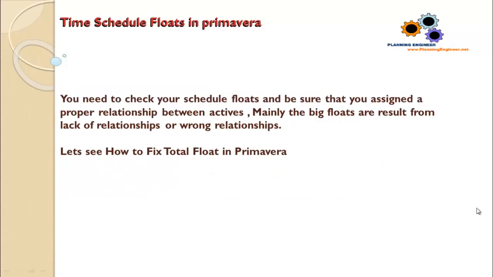You need to check your schedule floats and be sure that you assigned a proper relationship between activities. Mainly, the big floats are a result of lack of relationships or wrong relationships. So simply, let's go and see how to find and fix the wrong total floats in your schedule. This is the first thing the consultant or the client, or whoever will review a time schedule, will look for. They will look for the total float. Okay, let's go and see in Primavera how to find and fix the total floats.